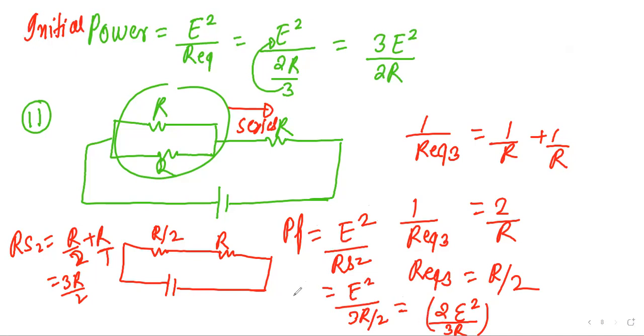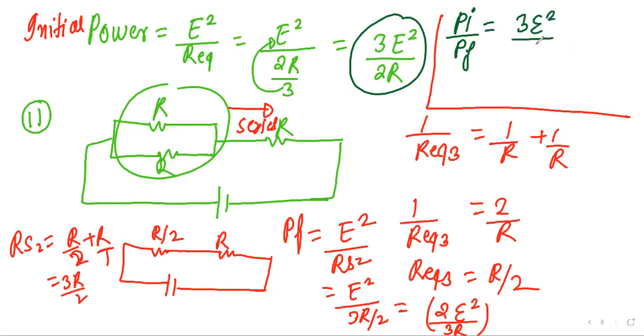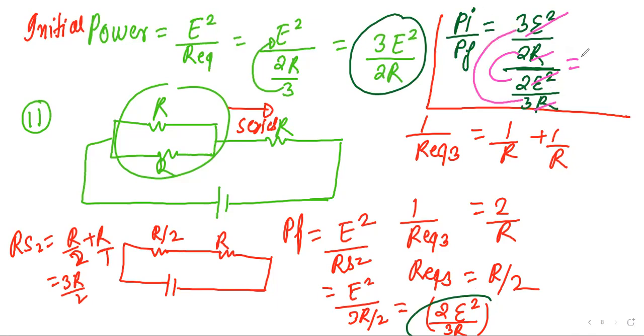Now we have to take the ratio between the powers. So divide initial power by final power. Initial power is this one, 3E square upon 2R. Final power is this part, 2E square upon 3R, right? So this E square and E square will get cancelled, R is also getting cancelled. Now this will multiply and this will multiply. So it will become 3 into 3 divided by 2 into 2. So it is 9 upon 4, the answer. So this is the ratio between the initial and final power.